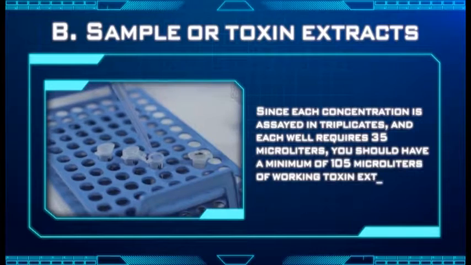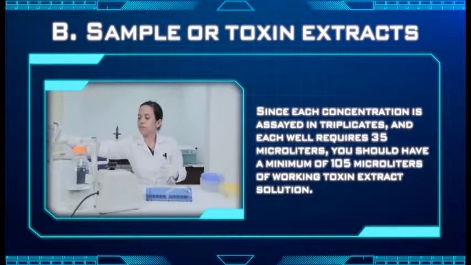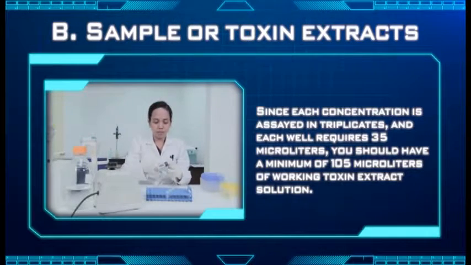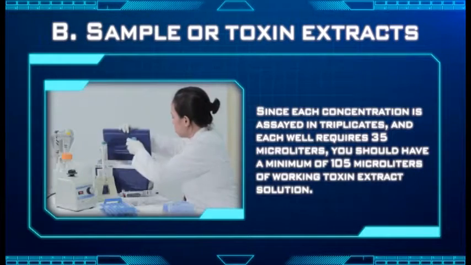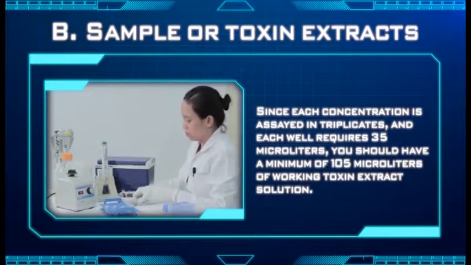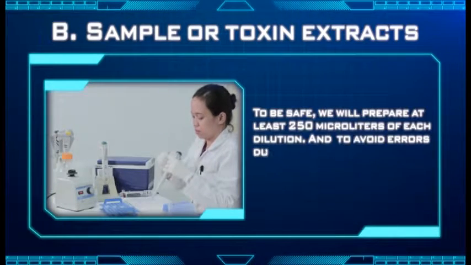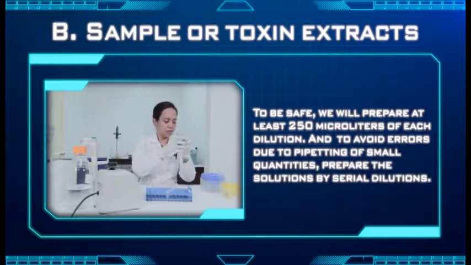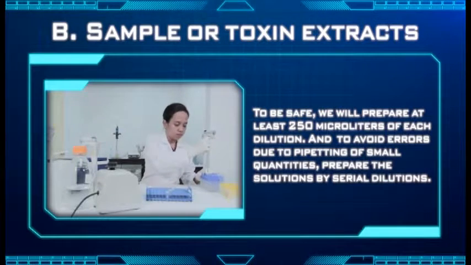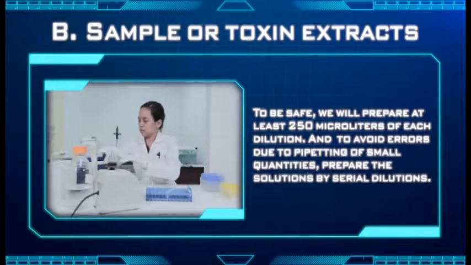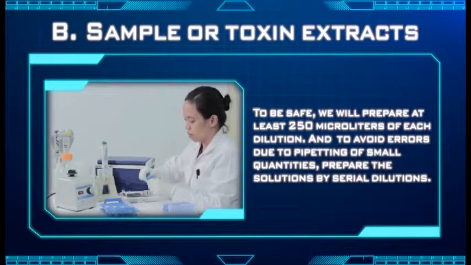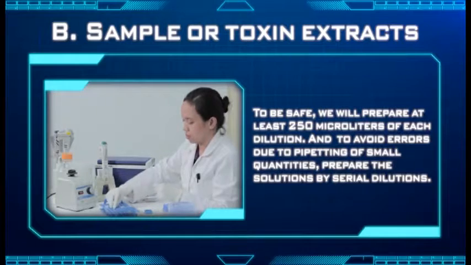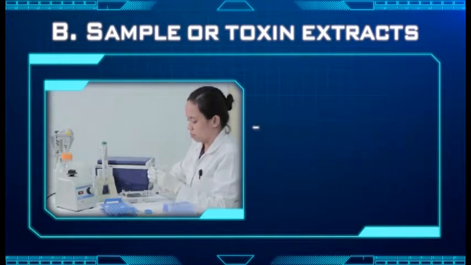Since each concentration is assayed in triplicates and each well requires 35 microliters, you should have a minimum of 105 microliters of working toxin extract solution. To be safe, we will prepare at least 250 microliters of each dilution. And to avoid errors due to pipetting of small quantities, prepare the solutions by serial dilution.